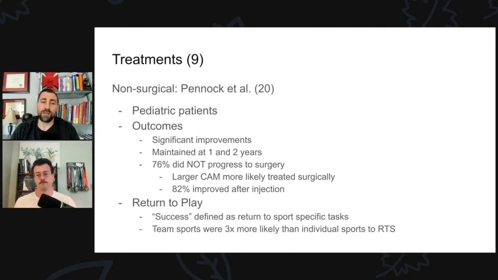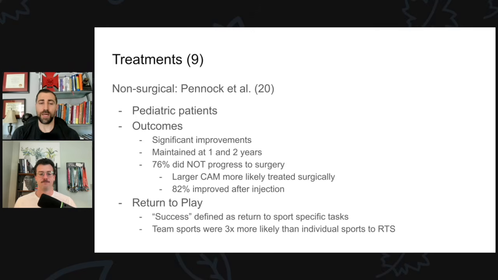What they did find is that larger cam morphology were more likely to be treated surgically. Going back to that point we mentioned previously, that larger cam may mean that you need more surgery for that. And then 82% improved after injection. So 76% returned back to their prior level of function just with physical therapy. And then 82%, so essentially if you didn't improve with physical therapy, you got a corticosteroid injection. And then a total of 82% of those folks improved with the injection. And then the last percentage went on to get surgery, right? So around 18% got surgery in that cohort.